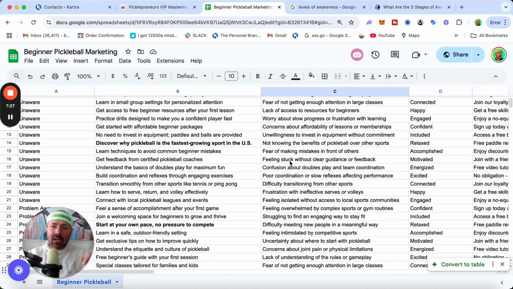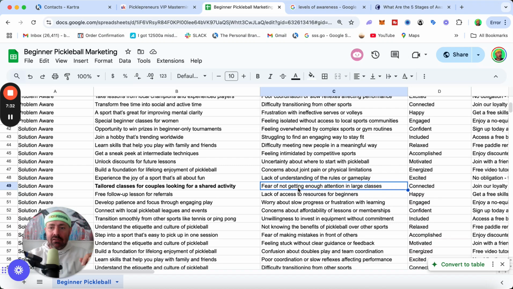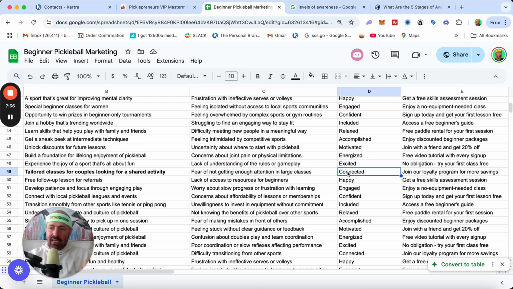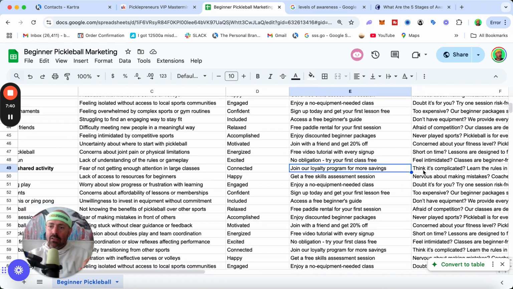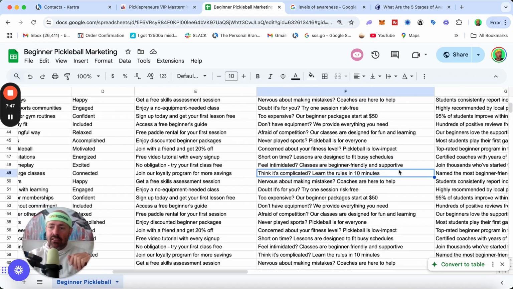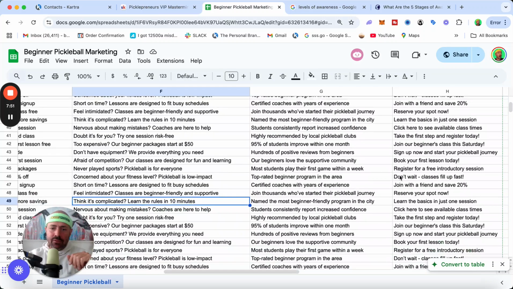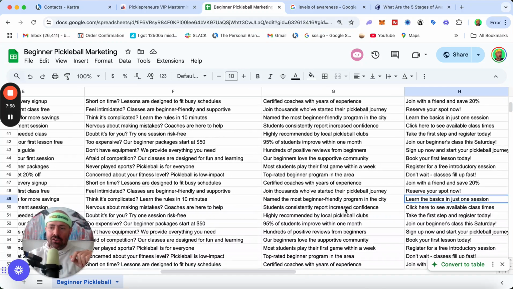What's an area here of a pain point? Fear of not getting enough attention in large classes. They want to feel connected. Then we've got different offers here, join a loyalty program. And then we've got objections: think it's complicated. You can actually learn the rules in 10 minutes. Here's a video. Then we've got social proof here, which is named the most beginner-friendly program in the city, and learn the basics in just one session.